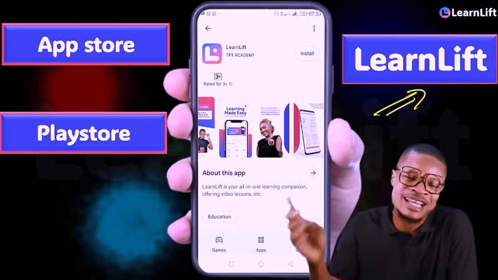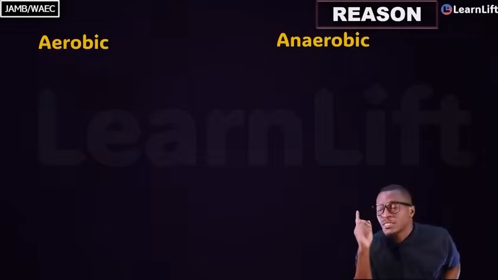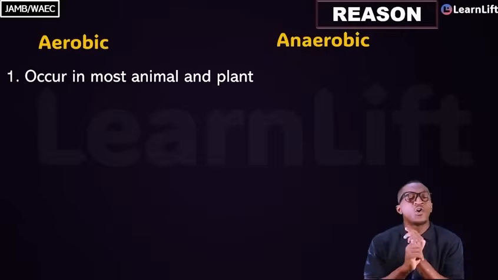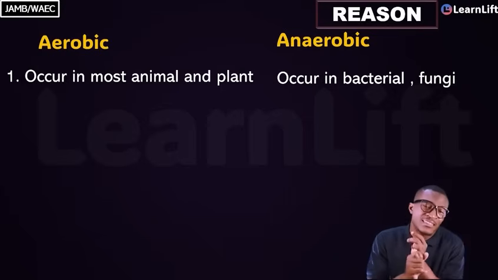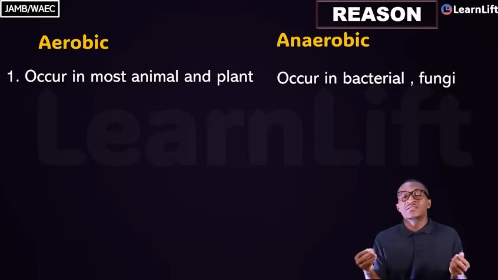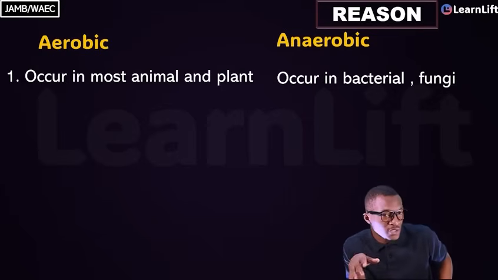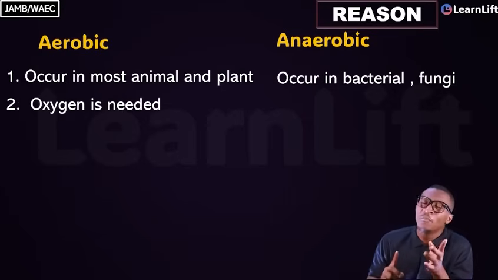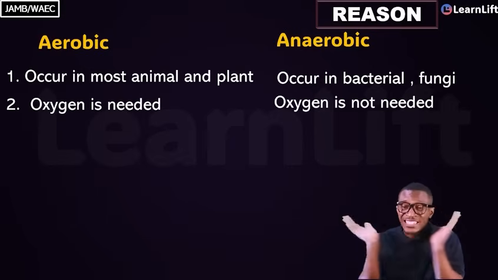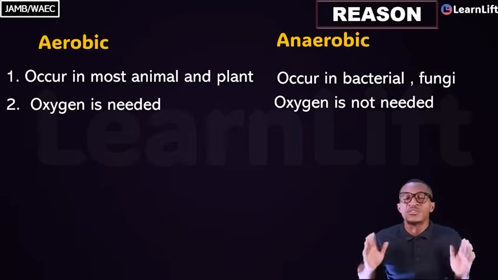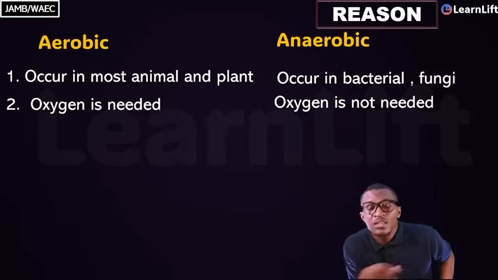Before we proceed, let's get back to class. Flow with me. Statement number 1, aerobic occurs in most animals and plants, but anaerobic occurs in lower organisms like bacteria and fungi, as well as the cells of lower organisms. Are you seeing that? Number 2, in aerobic, oxygen is needed. In anaerobic, no oxygen is needed. You need to understand this because these are where the questions revolve around. Oxygen is needed, oxygen is not needed.